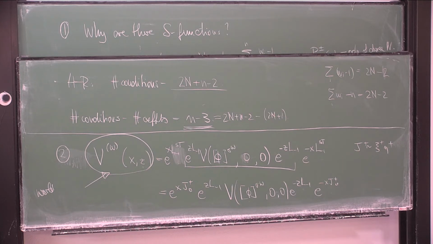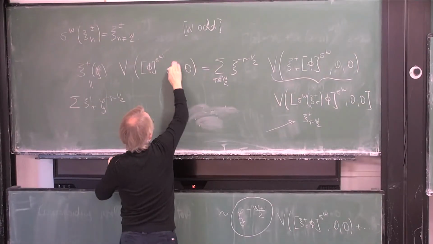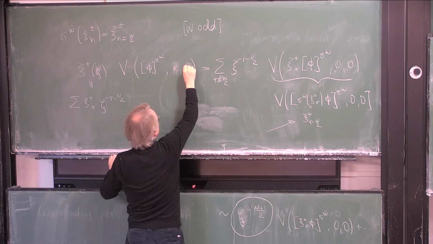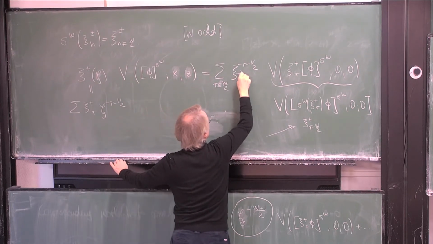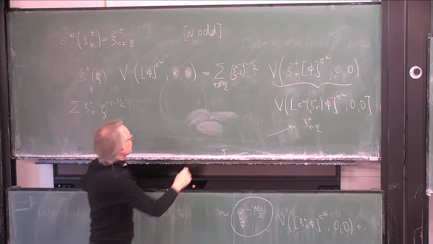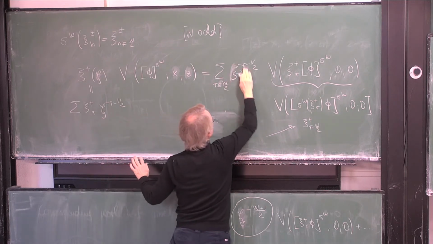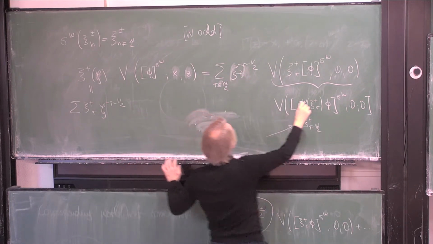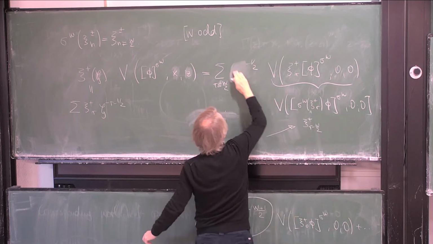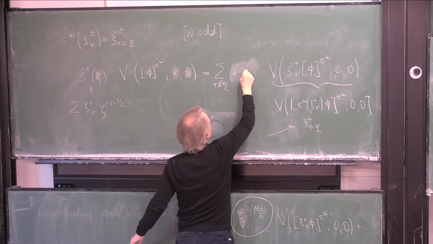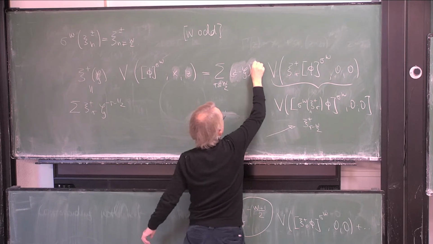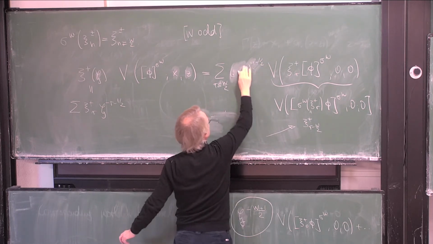So if I had evaluated this at x and z, the only thing that would have differed is that I have a zeta minus, this is still right. I haven't written the, so this z would have become a z minus zeta to the minus r minus a half, zeta minus z.